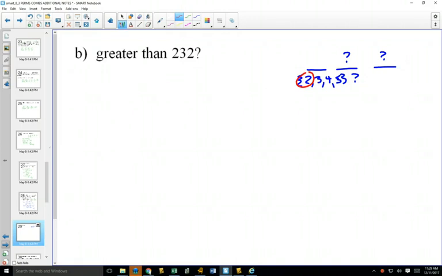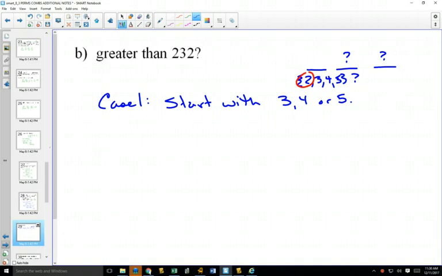So what I like to do in these ones where it's greater than, because that 2 is going to cause problems, is in my first case, I realize there's a problem in my first digit. So I'm going to start with numbers that don't cause a problem. If I start with 3, 4, or 5, can you see there's no problems after that? Because if I start with a 3 or 4 or 5, I've got my 300s, 400s, 500s. It doesn't matter what other digits I put in. I'm going to be guaranteed to be bigger than 232.